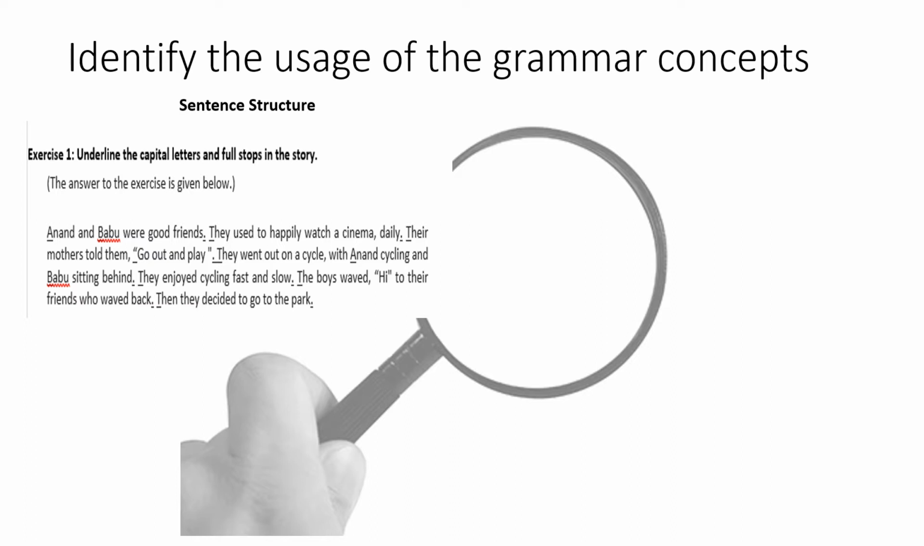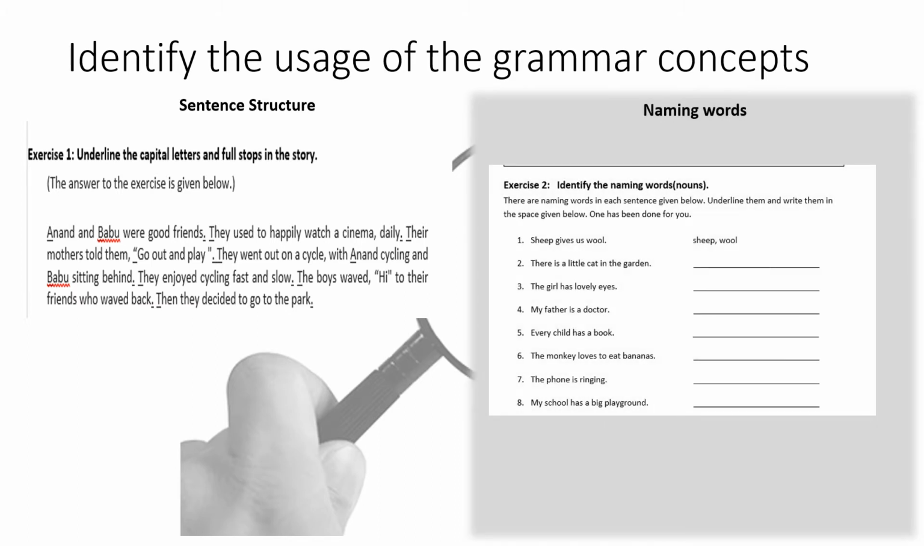Now the assumption here is that they know the capital letters and full stop, but they are not aware that capital letters are used in the beginning of each sentence. Now as they underline, or after they finish underlining, discuss this with them and point out that the capital letter is used in the beginning of each sentence.